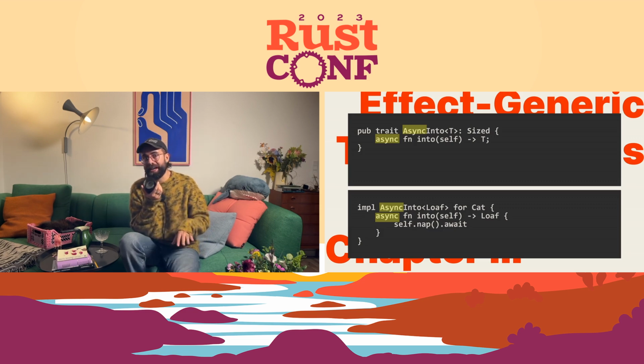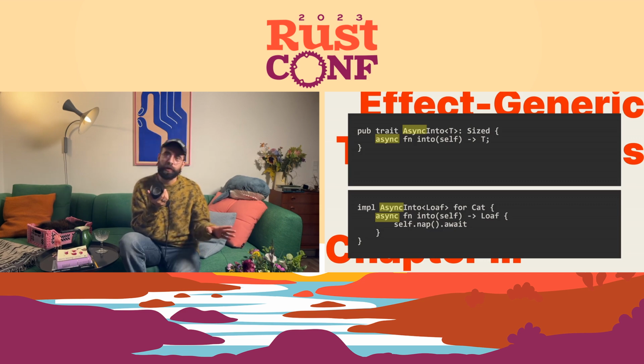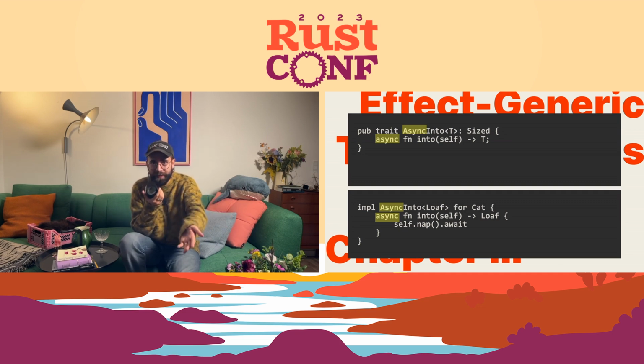In order to await nap inside the trait impl, the into method would need to be async. If we were writing an async trait from scratch, we could do this by exposing a new AsyncInto trait with an async into method. But we don't just want to add a new trait to the standard lib. Instead, we want to extend the existing Into trait to work with the async effect.